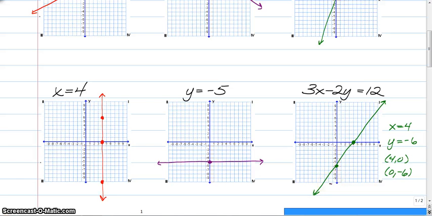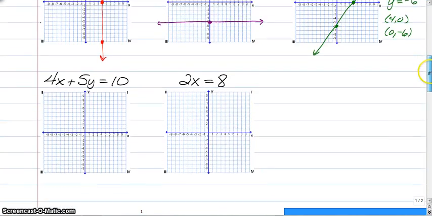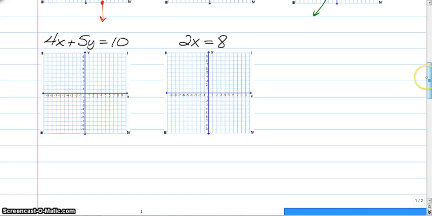So you don't have to put it in slope-intercept form. You can graph straight from standard form. Here's the last 2 questions. You're going to pause the video and give yourselves a few seconds to go ahead and try graphing these 2.